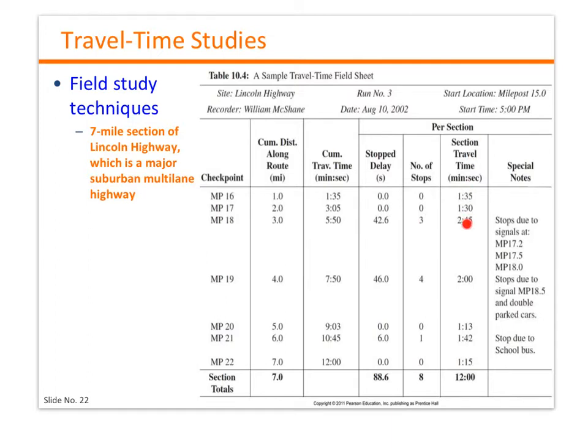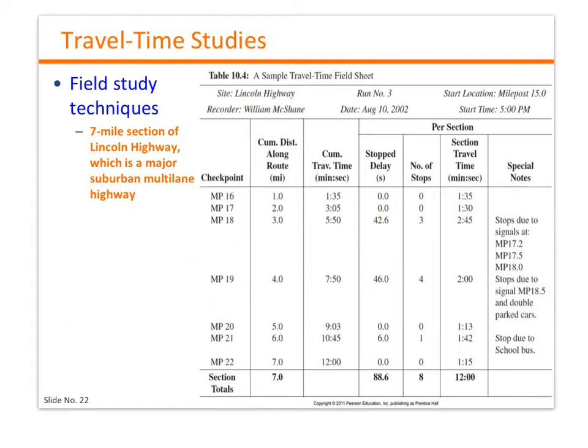And here it shows you the section travel time. This is the amount of travel time at that section, 2 minutes and 45 seconds. This is per section, and that's why you can see it's per section. So that's 2 minutes and 45 seconds within that mile. And the last column is special notes, to show you the reason why we had 3 stops and a 42.6-second delay. Here it shows that we had 3 stops, and those stops were due to the signals at mile post 17.2, 17.5, and mile post 18.